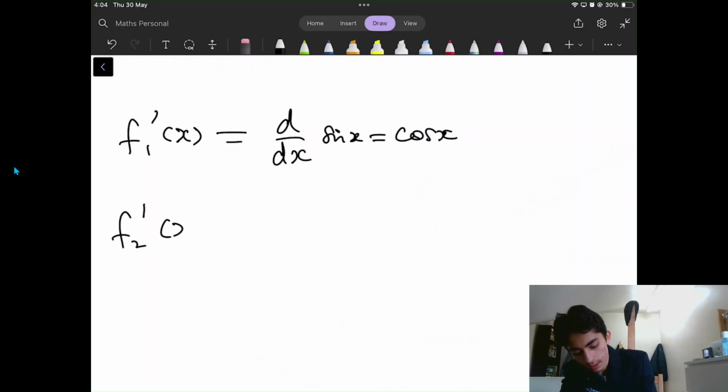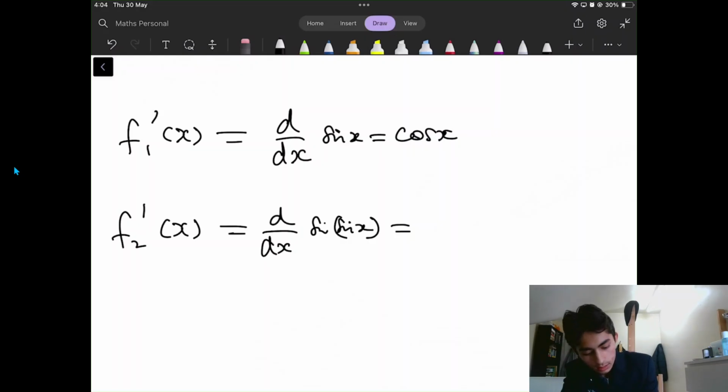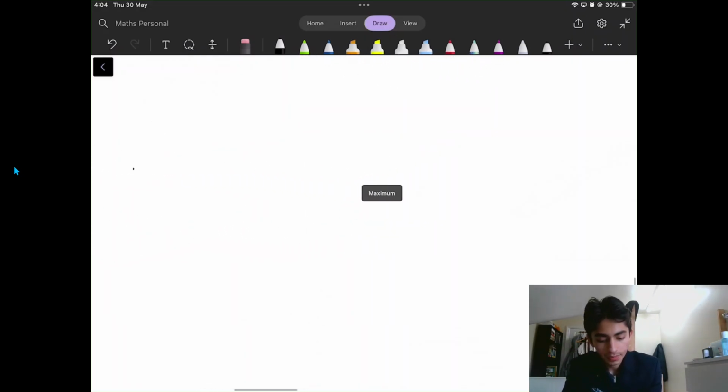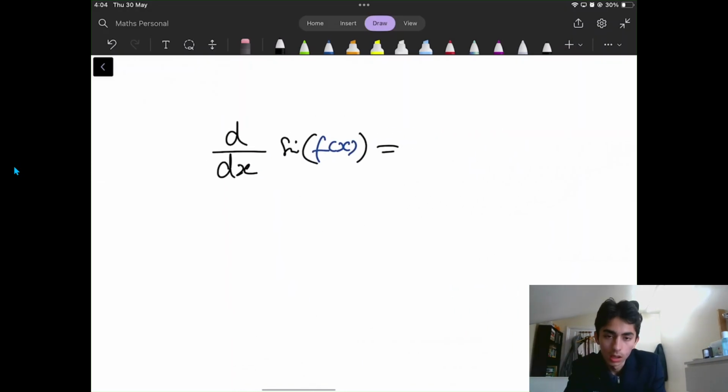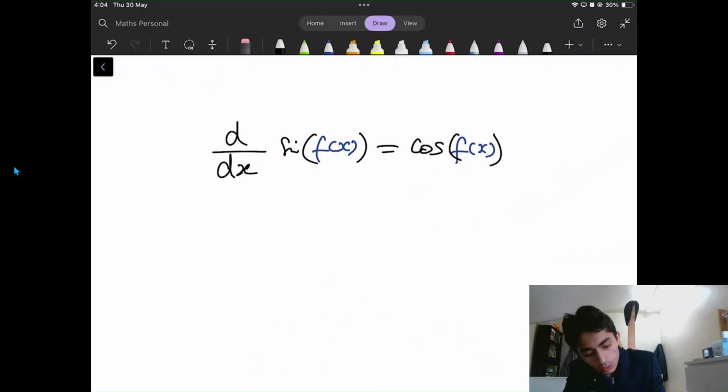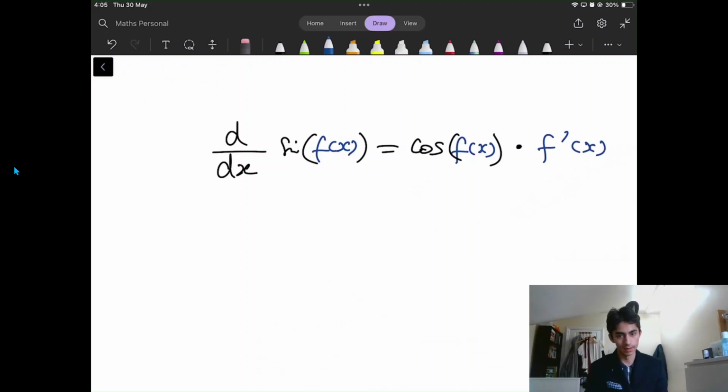Okay, f2 prime of x is the derivative with respect to x of sine of sine of x, which is what? All right, let's see. So we're going to use the chain rule again. And for the sine function, the derivative of sine of some arbitrary function is equal to what? Well, it's equal to the derivative of the sine, which is cosine, multiplied by the derivative of the inner function. Okay, that's the chain rule for the sine function.